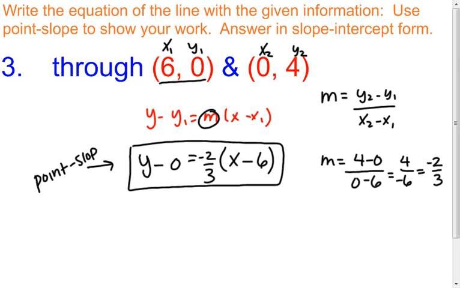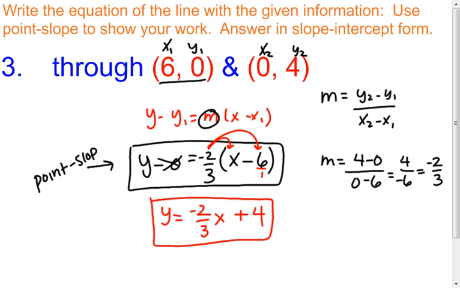I really and truly don't need this 0 on here, so if you wrote it, that's fine. If not, that's fine too. I will distribute this now. Negative 2/3 times x is negative 2/3 x. Negative 2/3 times negative 6 is positive 12/3. 6 times 2 is 12, because remember this is really 6 over 1. So I have positive 12 over 3, which becomes positive 4. Here is your equation in slope-intercept. I just noticed up here I forgot my e, sorry.